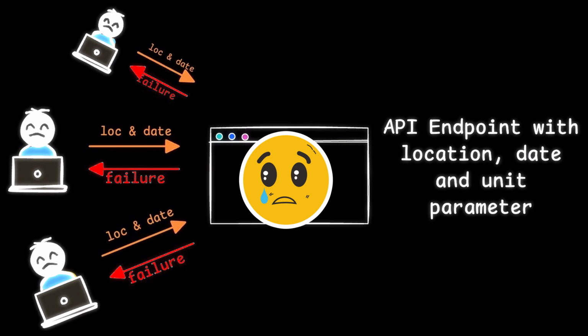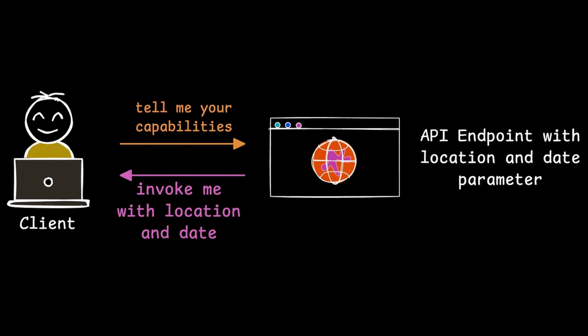MCP offers a dynamic, flexible approach. When an AI app like Claude Desktop connects to an MCP server like a weather service, it first queries the server's capabilities. The server responds with its available tools, resources, and prompts. If you later add a new parameter, the client automatically adapts without rewriting or redeploying code. With MCP, AI apps evolve in real time, making integrations smarter and more efficient.